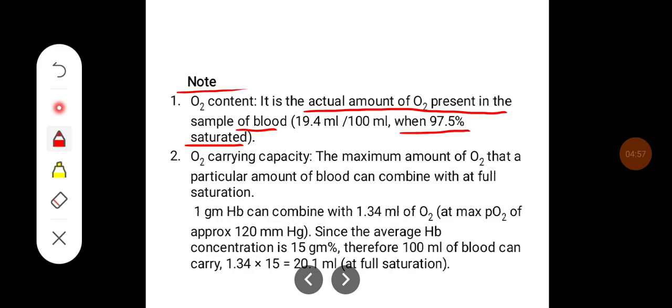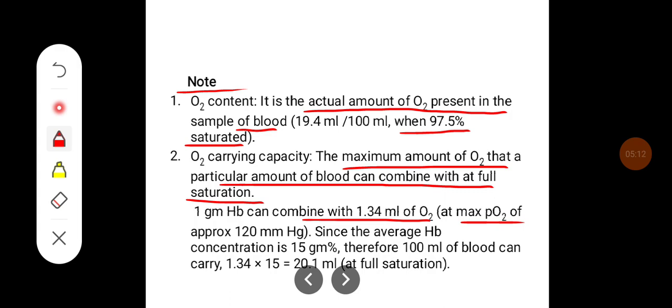Oxygen carrying capacity is the maximum amount of oxygen that a particular amount of blood can combine with at full saturation. 1 gram of hemoglobin can combine with 1.34 ml of oxygen, at max PO2 of approximately 120 mmHg. Since the average hemoglobin concentration is 15 gram percent, 100 ml of blood can carry 1.34 into 15, that is equal to 20.1 ml with a full saturation.